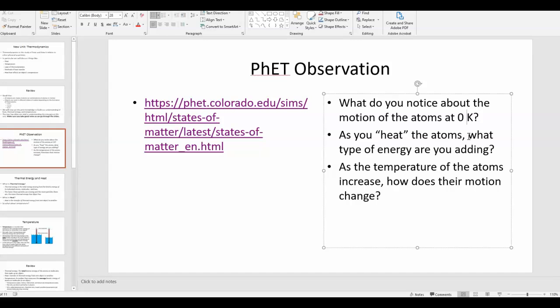As you heat the atoms, that is, as you increase the temperature, what type of energy are you adding? And then as the temperature of the atoms increases, how does their motion change? So I want you to play around with the simulation and try to answer those questions on your own.